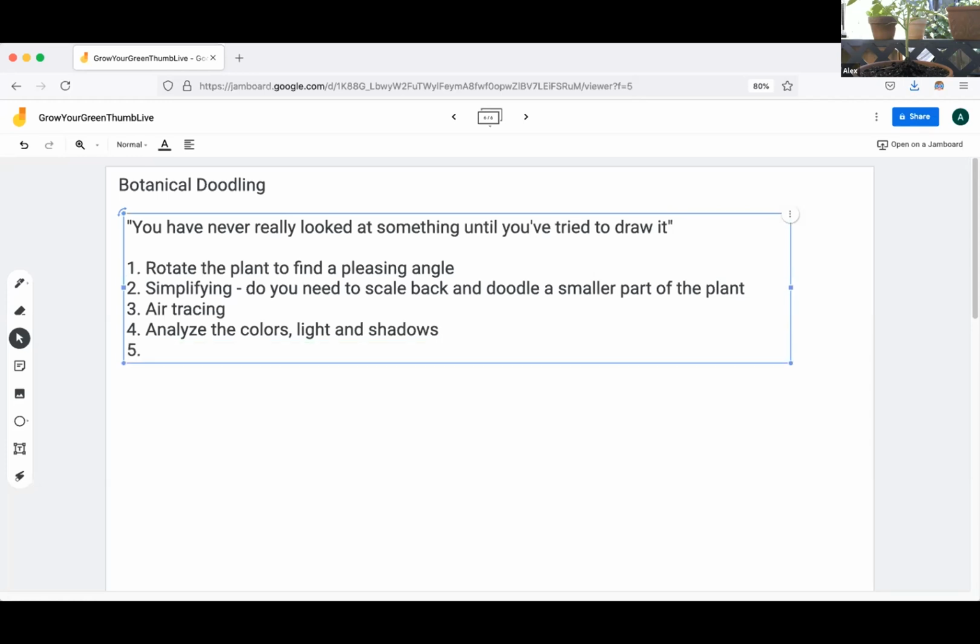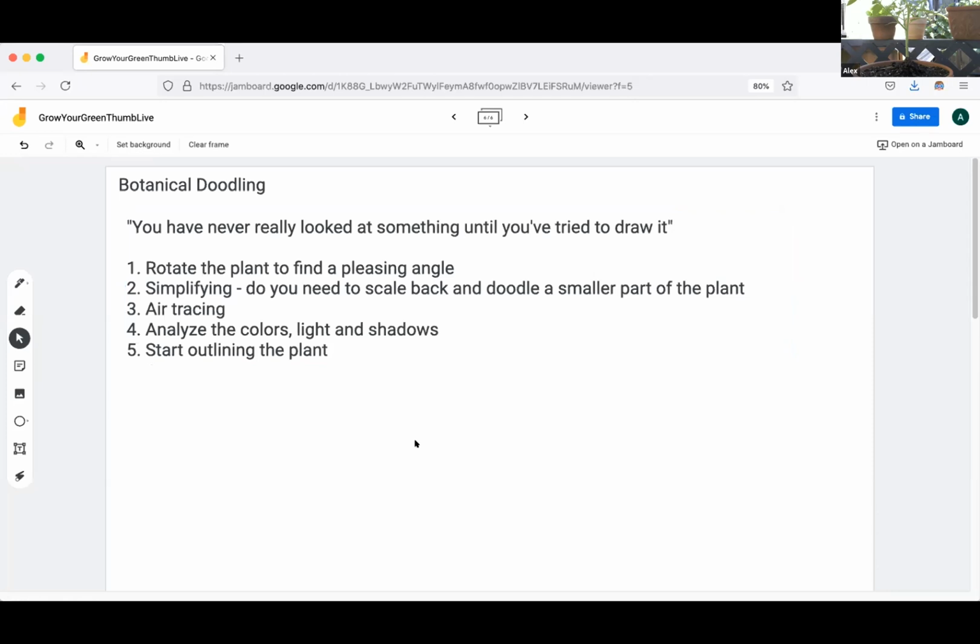Okay, and then step five, we're going to go ahead and start outlining the plant. Okay, so I'll go ahead and do it along here. So this plant, for example, is in a nice large container with a lot of mass. It's got a really large, nice circular pot that it's in. The pot itself has a really nice lip. So this is a big terracotta pot.